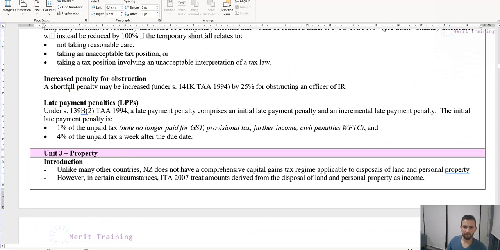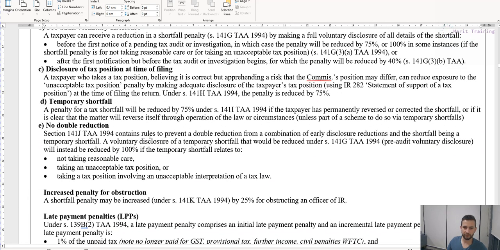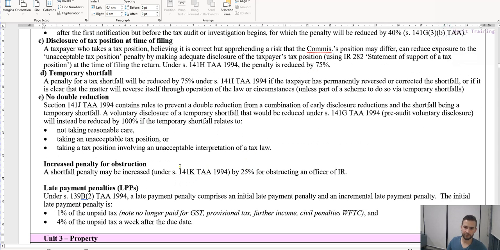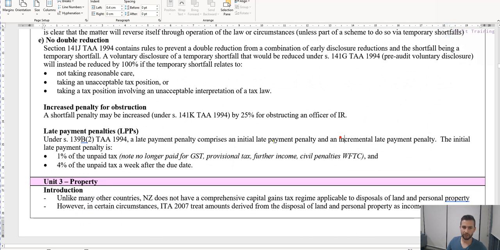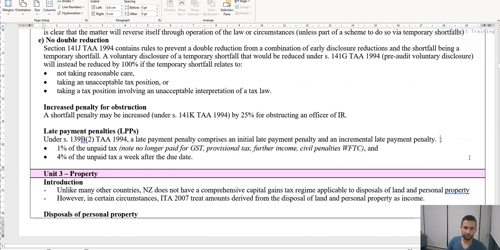But on top of the existing penalties, the Commissioner can actually increase the penalties by another 25% if the taxpayer obstructs an officer. And of course, there are also late payments as well. The late payment penalty is 1% of the unpaid tax, or 4% of unpaid tax a week after the due date, if it's still not paid at that point in time.